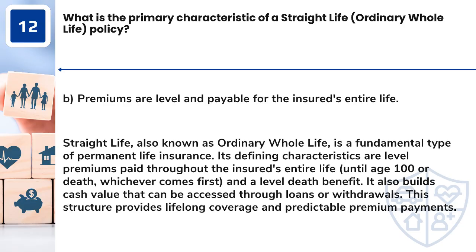Answer: B. Premiums are level and payable for the insured's entire life. Straight life, also known as ordinary whole life, is a fundamental type of permanent life insurance. Its defining characteristics are level premiums paid throughout the insured's entire life, until age 100 or death, whichever comes first, and a level death benefit. It also builds cash value that can be accessed through loans or withdrawals. This structure provides lifelong coverage and predictable premium payments.